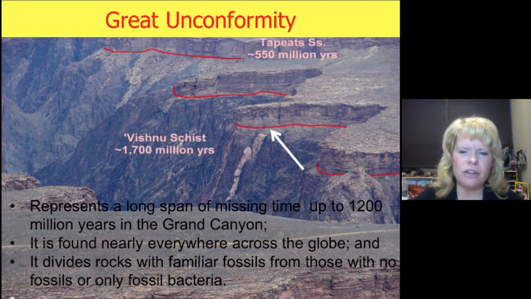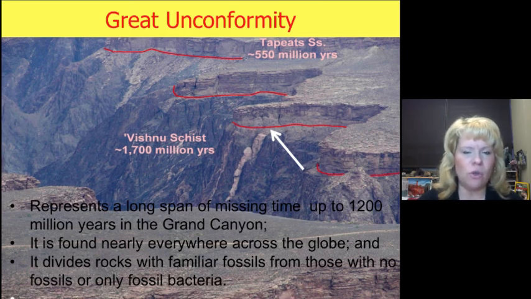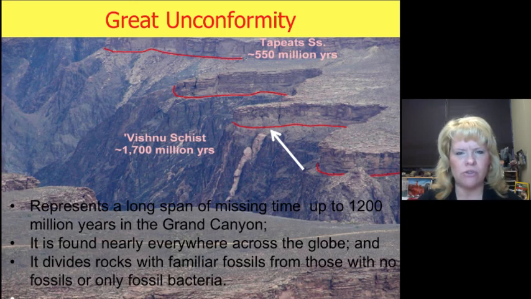So this stuff sitting at, let's just make it a nice even number, 550, just so it's easy to do the math. And the Vishnu schist that's touching directly beneath it is 1,700 million years old or 1.7 billion years old. So you take 550 minus 1,700, and you're going to end up with about 1,200 million years of missing time. That's equivalent to 1.2 billion years.